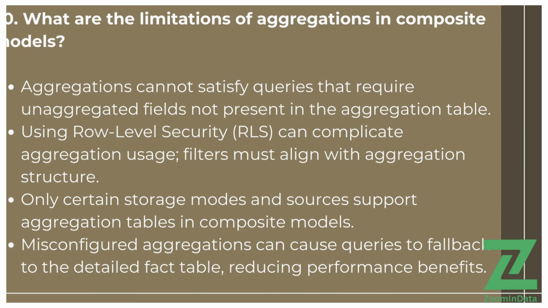20th question. What are the limitations of aggregations in composite models? Aggregations cannot satisfy queries that require unaggregated fields not present in the aggregation table. Using row-level security, RLS, can complicate aggregation usage. Filters must align with aggregation structure. Only certain storage modes and sources support aggregation tables in composite models. Misconfigured aggregations can cause queries to fall back to the detailed fact table, reducing performance benefits.